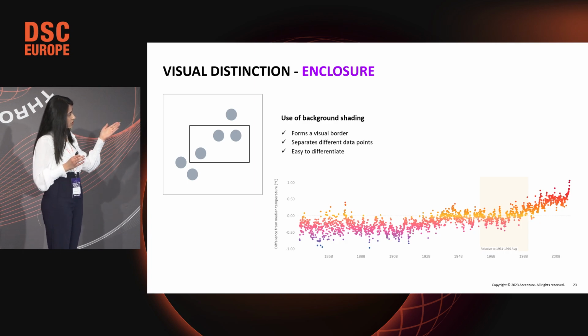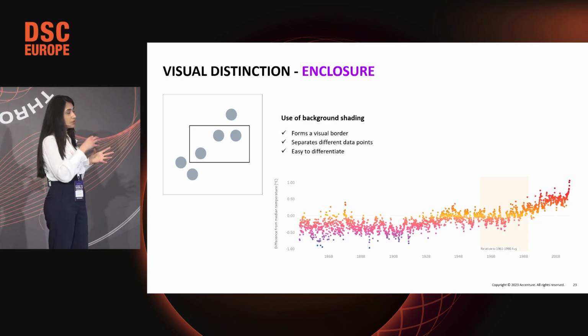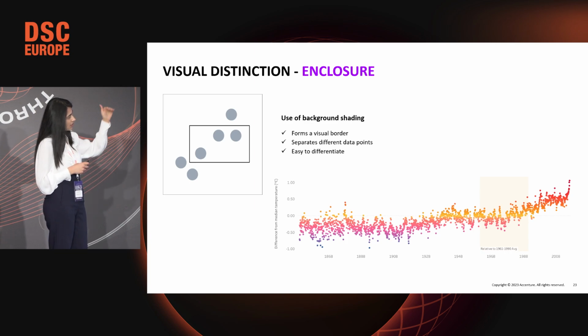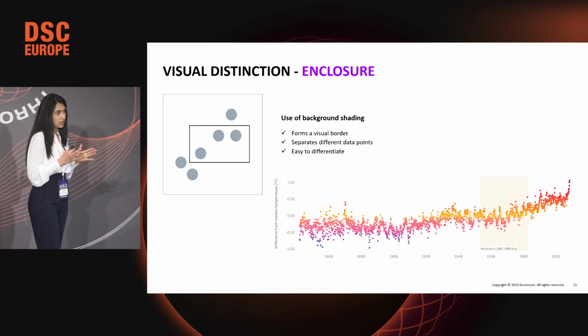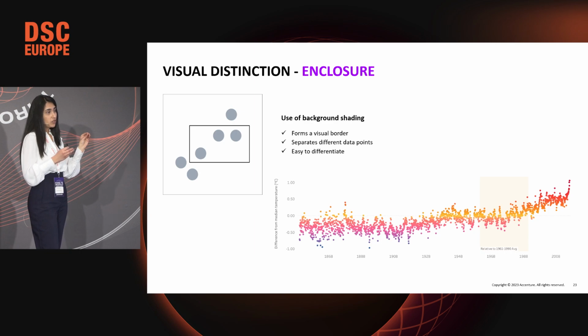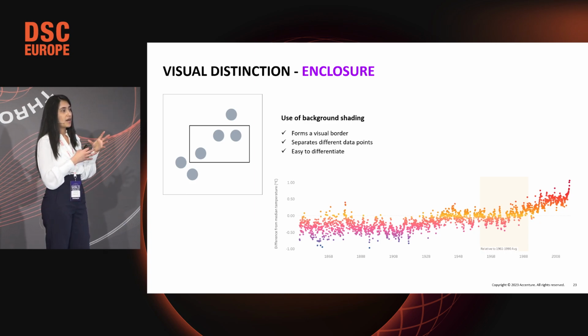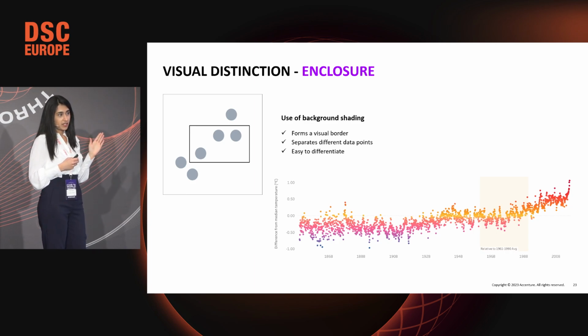This chart shows the average median temperature distribution. Some of the data points have a light background shading. You don't have to make it very dark; you can implement a light background shading. It shows that these points belong to the relative average. Because of the shading, you can see that there is a distinction. It is a visual distinction that some points belong to the average and some others are from the data set. To separate or easily differentiate them, this enclosure principle is very helpful.